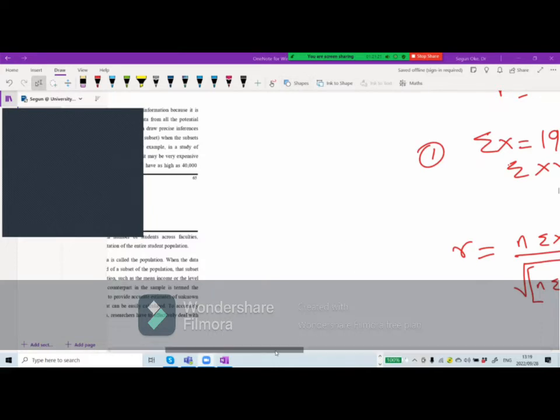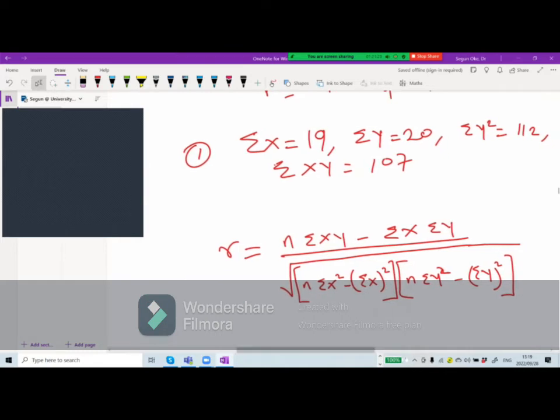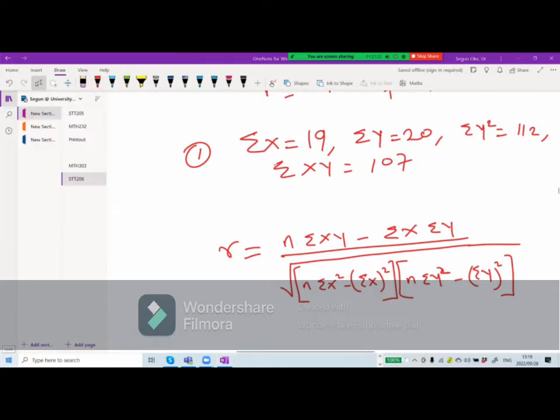Okay, here is the formula. Can you see the formula now? Somebody is asking, which formula is this? Correlation. Yes, write it down. Correlation.